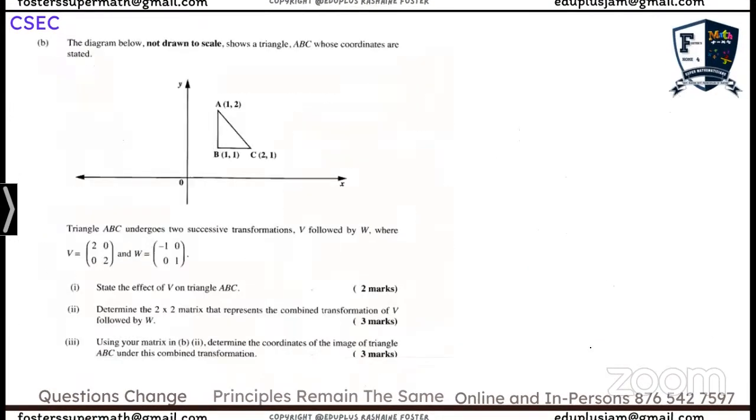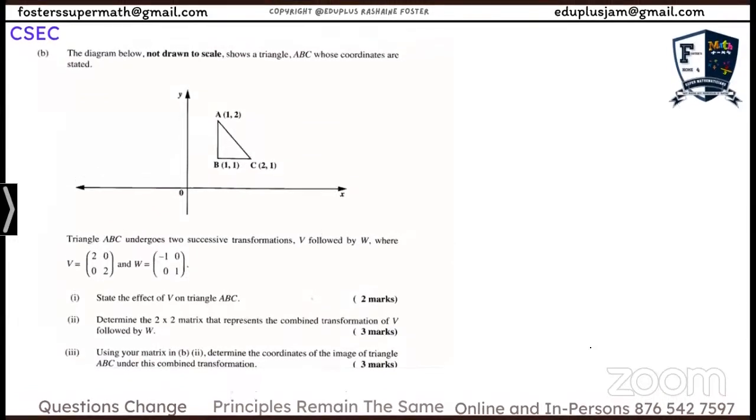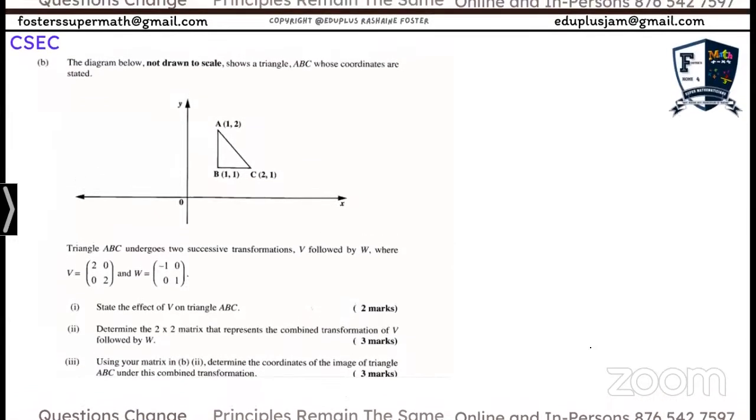Next principle. All right, there is one right here that has a little diagram involved in it. The diagram below, not drawn to scale, shows a triangle ABC whose coordinates are stated, and there you have the different coordinates for the triangle. Triangle ABC undergoes 2 successive transformations, V followed by W, where V is that and W is that.